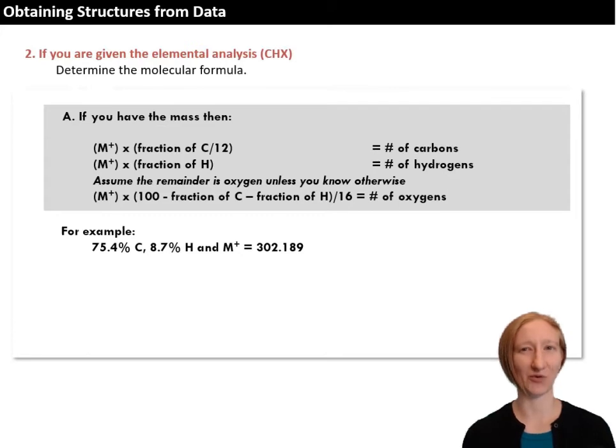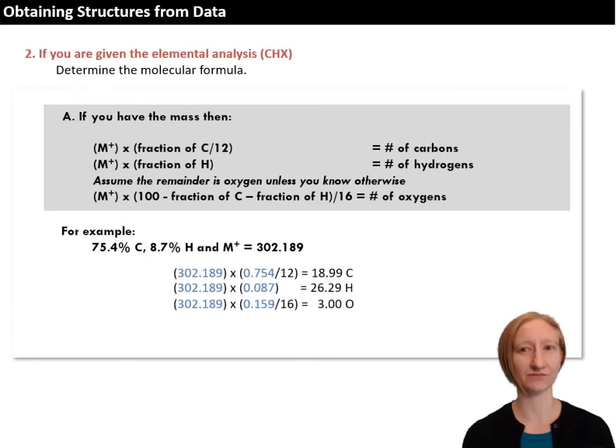Let's take a look at this example. We're told that the mass is 302.189. So to determine the number of carbons in the formula, I'll multiply 302.189 by the fraction of carbon, 0.754, divided by 12, the mass of carbon. This gives me 18.99 carbons. I follow the same sequence of steps for the hydrogen and the oxygen, and I find 26.29 hydrogens and 3.00 oxygens. This gives me a formula of C19H26O3.